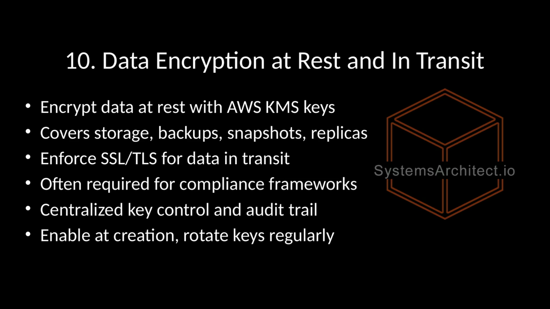10. Data encryption at rest and in transit. Aurora encrypts data at rest using keys managed through AWS Key Management Service, covering storage, backups, snapshots, and replicas, while SSL and TLS cover data in transit. Together, these 2 layers are usually a hard requirement for sensitive data and compliance, and managing keys through KMS gives you centralized control and an audit trail. Enable encryption at cluster creation since it cannot be added later, and rotate your keys on a regular schedule.